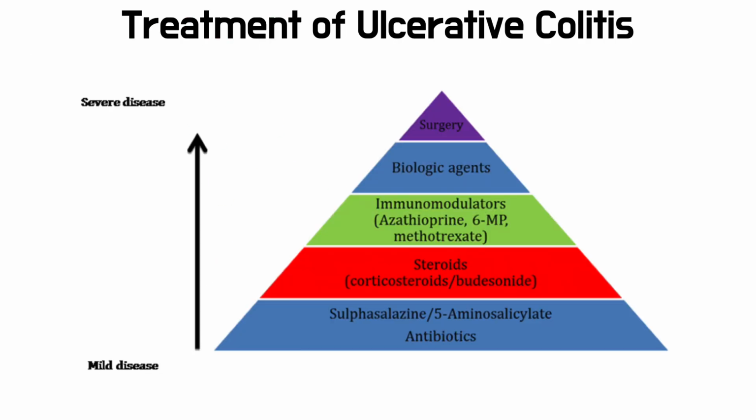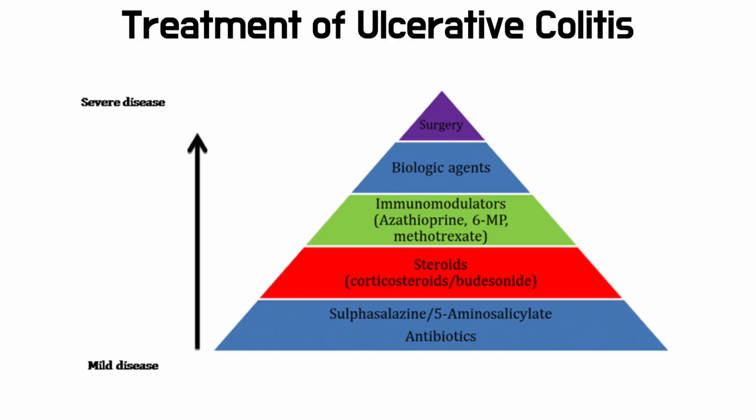So last but not least is the treatment of ulcerative colitis. There is a step-up approach for this. So mild disease to severe disease. There is this pyramid that we have to follow. But before that, what you have to do is exclude an infection. So if the symptoms are due to an infection, you have to exclude that, and then only the ulcerative colitis treatment strategy should be followed.